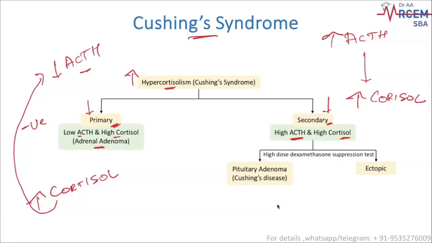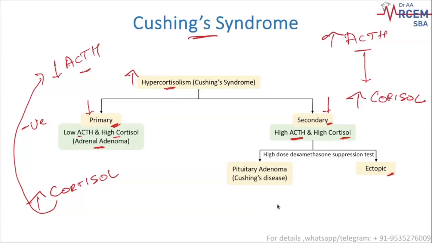The high values of ACTH might not be only because of increased secretion from the pituitary, it might sometimes be from an ectopic source, especially from a cancer. Small cell carcinoma of the lungs is one of the commonest causes for ectopic secretion of ACTH.